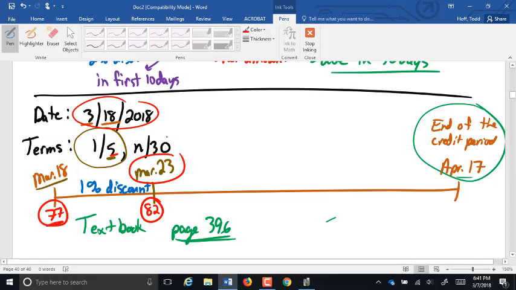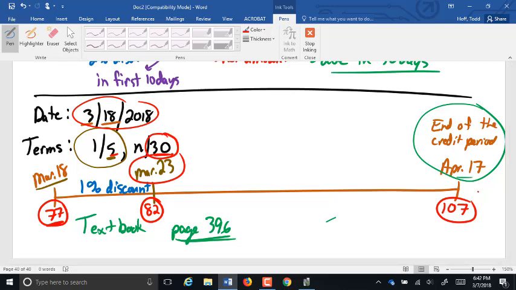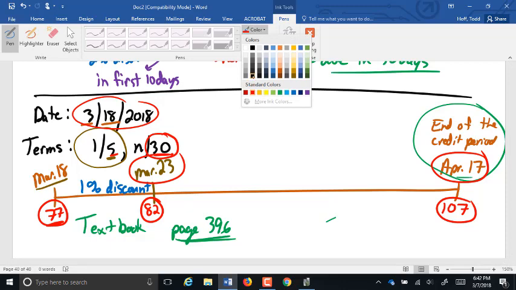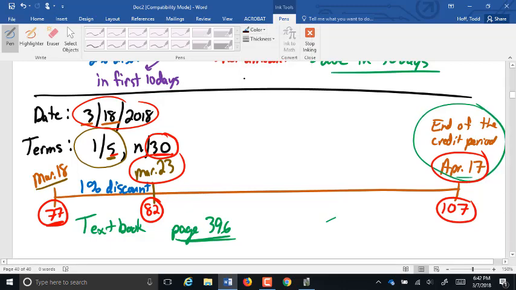I go back to 77, and I add 30 for that credit period. What is 77 plus 30? 107. So we look on here, we find 107. We see that is in the column for April, and we trace that over to the 17th. So April 17th is the end of the credit period. I would put a bookmark on that page 396. From now until the beginning of May, we're going to be using that page a lot.